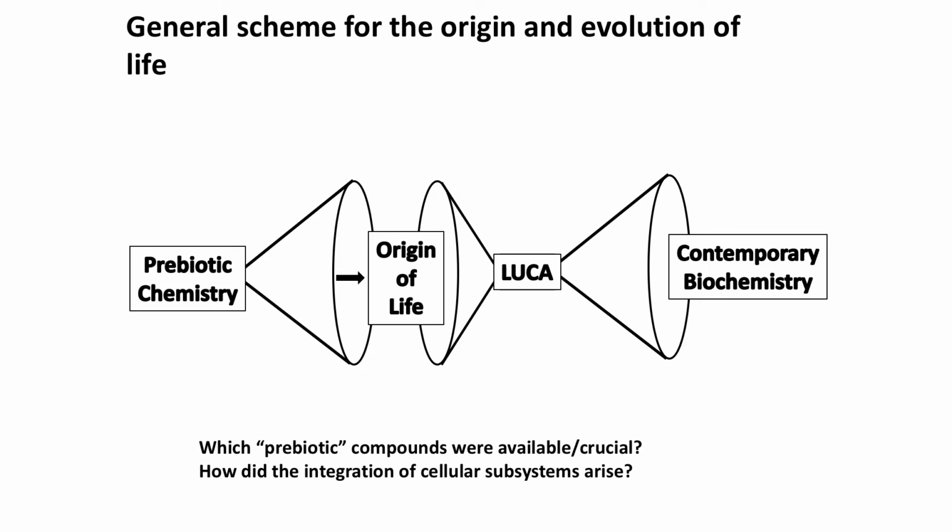But it goes through some period of evolution until it gave rise to what we call MUCA, or the last universal common ancestor. And that putative organism is the thing that gave rise to all of the species we see today, which is contemporary biochemistry. So the things we don't know are what kinds of chemicals are necessary for this process, and how those chemicals come together to make living systems without the assistance of other living systems.